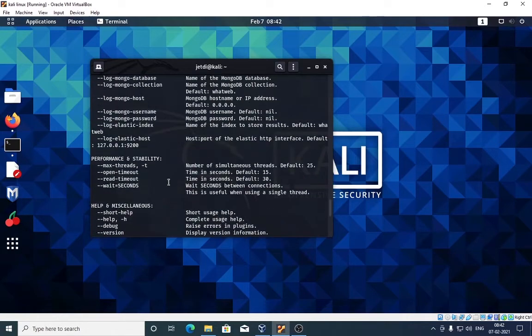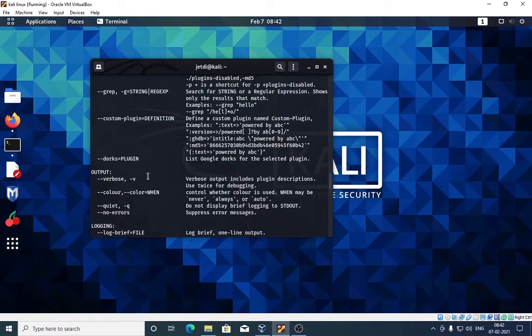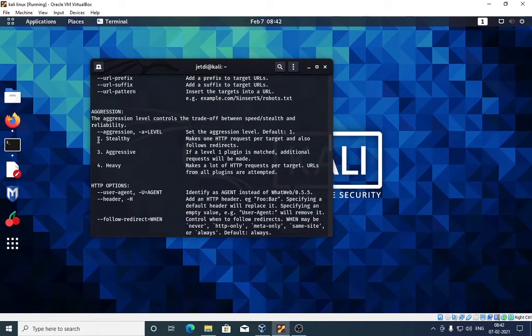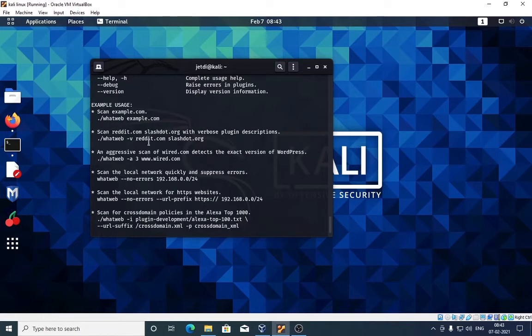You can see the examples. We will talk about examples, but I want to show you something that I talked about. First one is stealthy, second one is aggressive, third one is heavy. They do have different numbers, but they have three things. So we are talking in terms of 1, 2, and 3. So these are the examples that we are using.